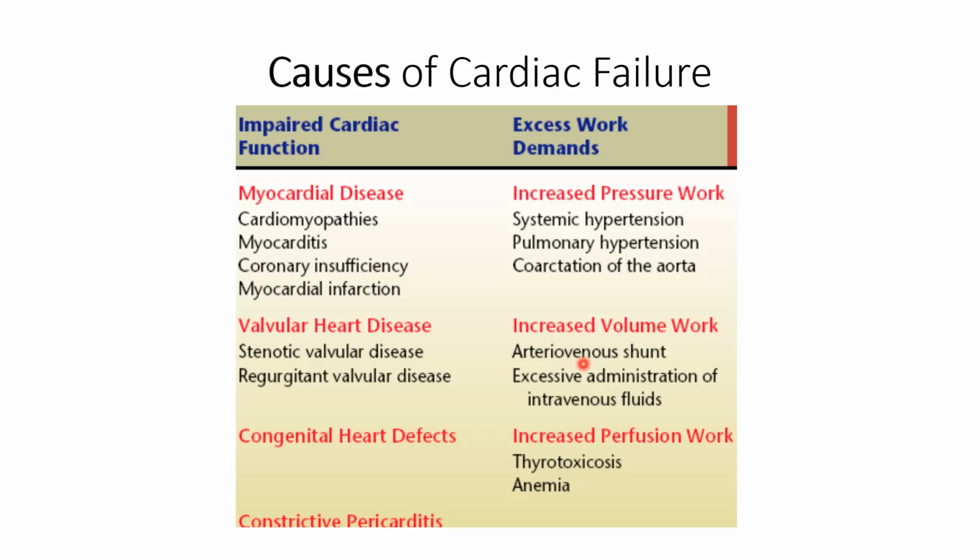Increased work volume, we've discussed this: AV shunt. So arterial blood shunts into the venous side, bypassing the tissues. The tissues become hypoxic. That gives a signal to the heart that the perfusion is not happening, the oxygen demand is not being met, substrate demand is not being met, and hence the heart translates that into even more cardiac output, and so eventually fails. Excessive intravenous fluids, again, the preload would increase, and that would eventually lead to problems.